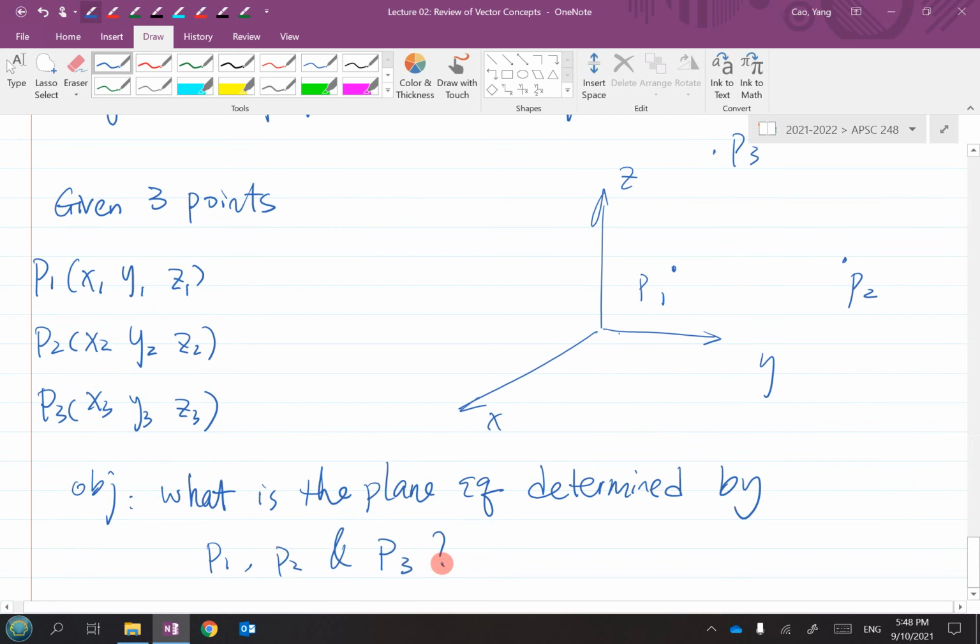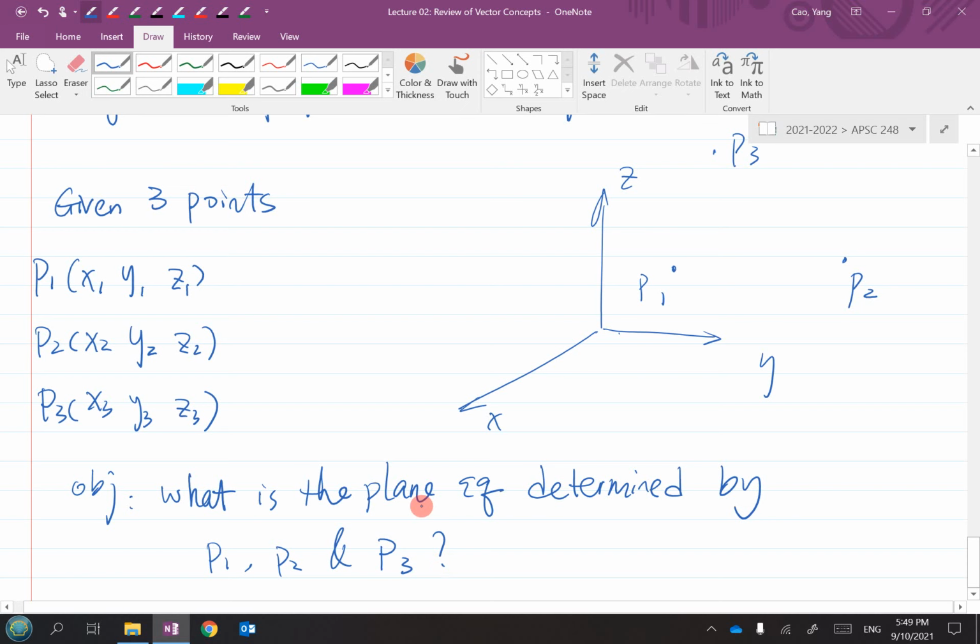Okay. So that's just a legitimate question, right? When you have 3 points given in 3D, you will be able to draw a plane passing through the 3 points, and you will only draw 1 plane. Right? You cannot have 2 different planes passing through the same 3 points. So that basically uniquely determines 1 plane by P1, P2, P3, as long as they don't overlap each other, 3 different points. So that's the objective. We want to find the plane equation here.